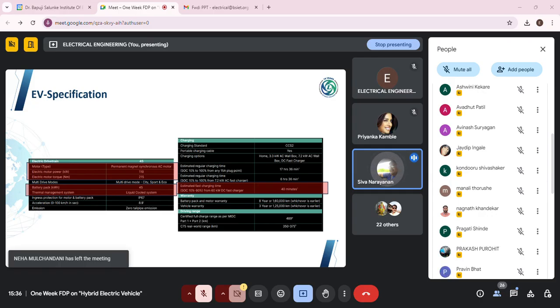So generally they recommend that on 1 day or 2 days you go for DC charging, and the rest of the 5 days you go for AC charging. This is the general recommendation given by all the vehicle manufacturers.